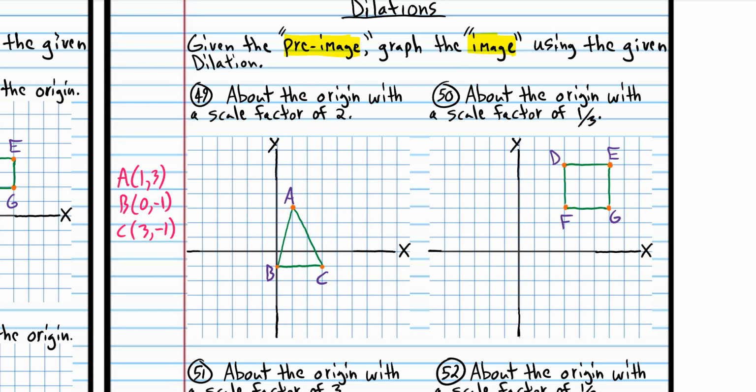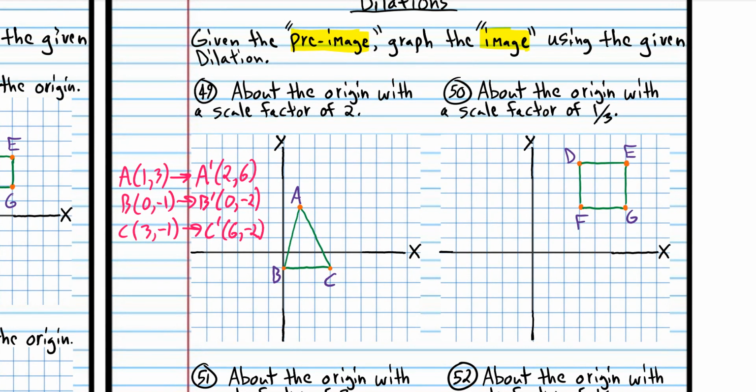So to dilate about the origin, this is really easy. All we have to do is multiply all these numbers by 2. So A prime would be 2 times 1 is 2, 2 times 3 is 6. B prime, 2 times 0 is 0, 2 times -1 is -2. And then C prime would be 2 times 3 is 6, and 2 times -1 is -2. And so now these are the new points that we're going to graph, and we're done. So as you can see, this is pretty easy.